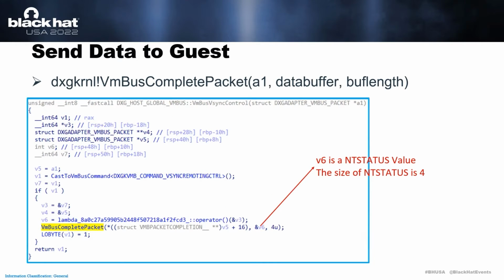The VMBus complete function is used to send data to the guest. The second parameter of this function is the data buffer. The third parameter is the data buffer length. In this picture, VMBus complete packet will send the empty state value to the guest.